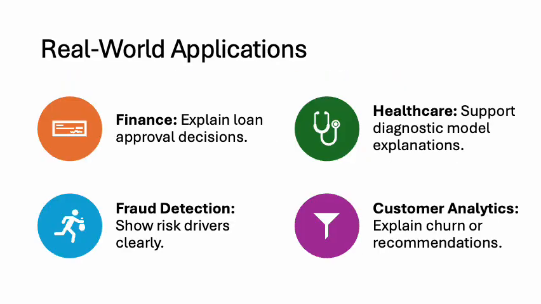Next, I want to emphasize that SHAP isn't just a theory, it's already in use across industries. For example, in finance, banks use it to explain credit decisions and meet regulatory standards. And in healthcare, it helps doctors understand why a model flagged a patient as high risk. And in fraud detection, analysts can see which signals triggered an alert. And in customer analytics, it helps businesses explain churn or recommendations to non-technical stakeholders. So this broad applicability is what makes SHAP so powerful and investable.